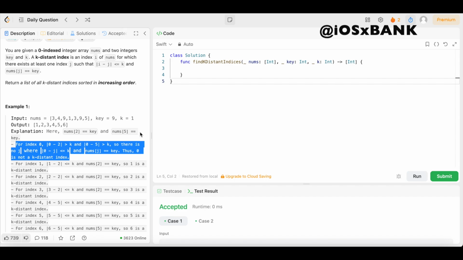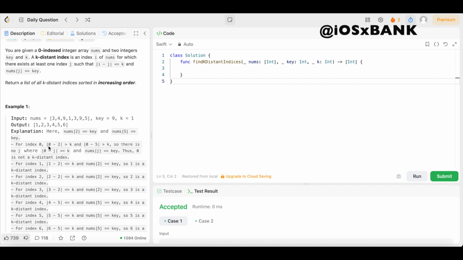Now, that may seem a little bit confusing at first, but we have to remember that these right here are talking about the indexes themselves. They're not talking about the values at the indexes, right? So when it's nums with square brackets j, that's when it's talking about the value at the index. But right here, just the 0 and 2 and the 0 and 5 are talking about the index itself, the number of the index.